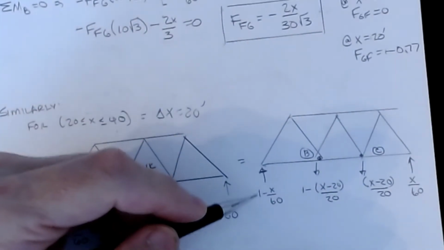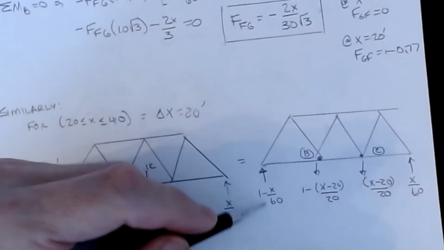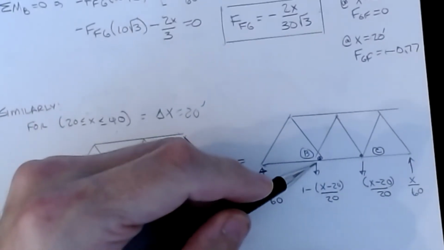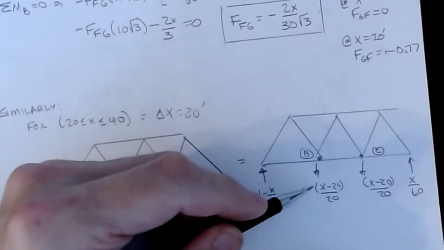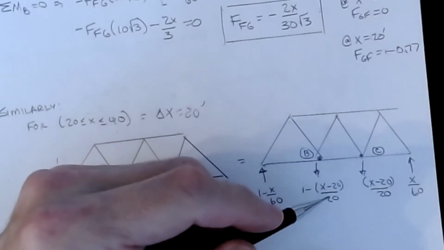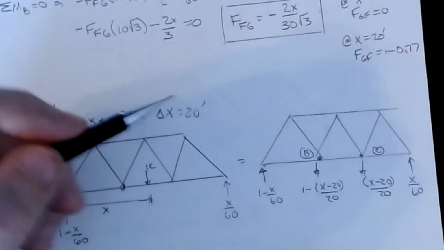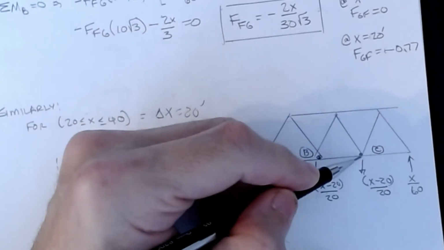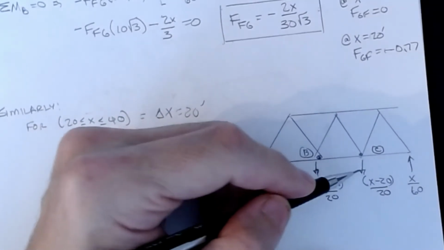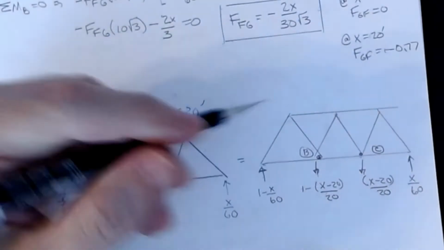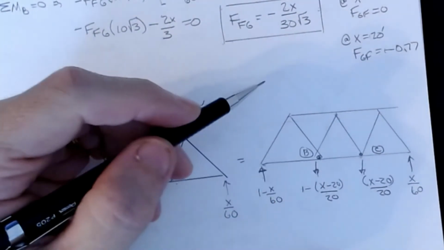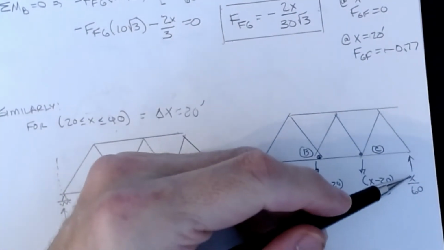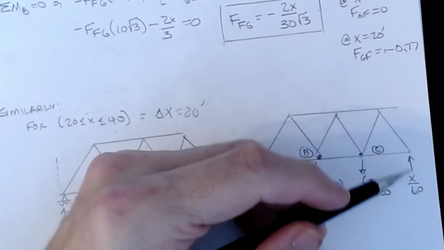And so then it's a reaction of 1 minus x over 60 here. I get the load from the one kip that is 1 minus x minus 20 over 20 because we're taking it over the length of this member. And then x minus 20 over 20 is the reaction of this one for the other point load. So basically I'm taking this one kip load and splitting it into 2, 1 at each end of the member. And then I also need the reaction out here at D for the amount of x over 60.